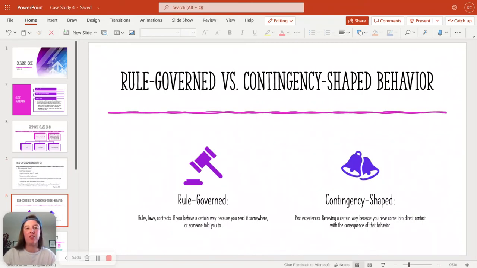So rule-governed behavior versus contingency-shaped behavior, I'm going to go over that since it can get a little confusing between the two. Rule-governed behavior is basically rules, laws, contracts. If you behave in a certain way because you read it somewhere or someone told you to, you saw it on TV, things of that nature, then that is rule-governed behavior. Contingency-shaped behavior is shaped by consequences, right? By those immediate consequences.